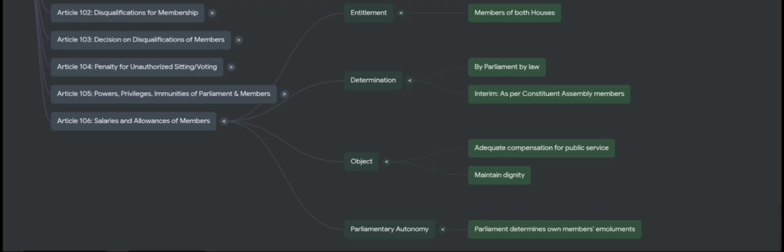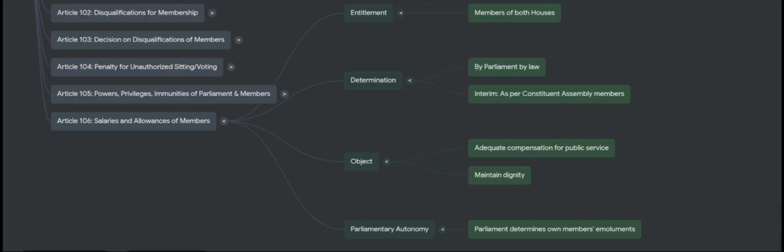It's Parliament's prerogative to set the emoluments for its own members. This is intended to ensure their financial independence, allowing them to dedicate themselves to public service without undue financial hardship. It also aims to enable individuals from diverse economic backgrounds, not just the wealthy, to serve as representatives.